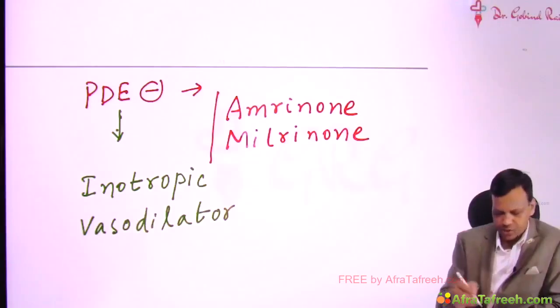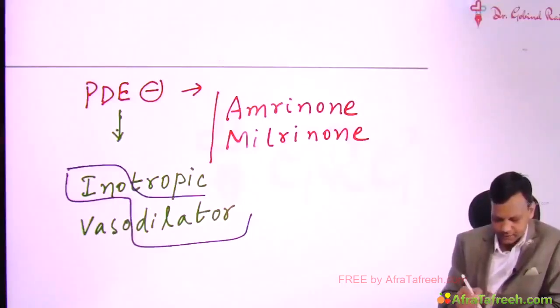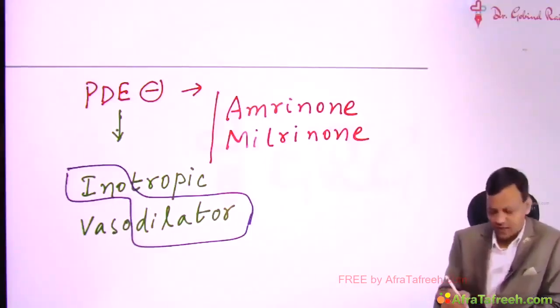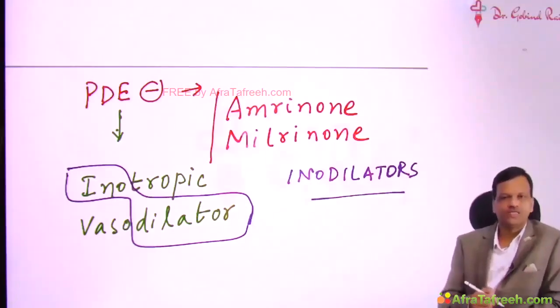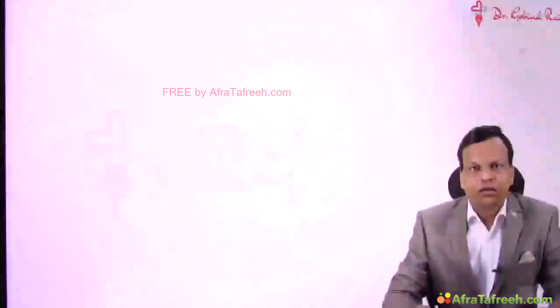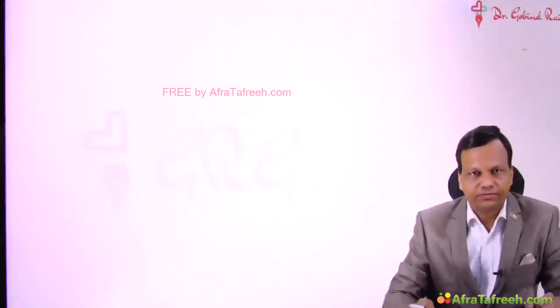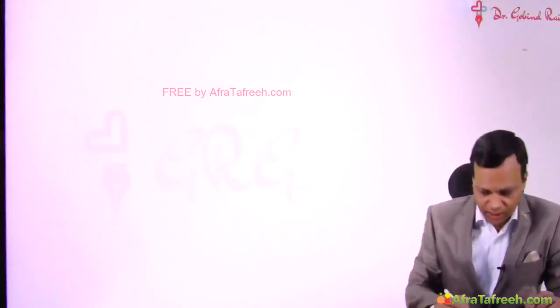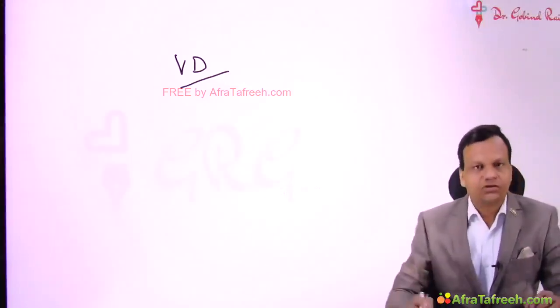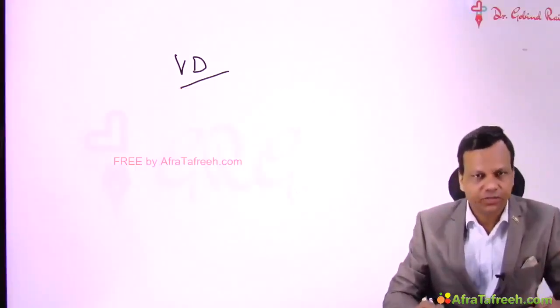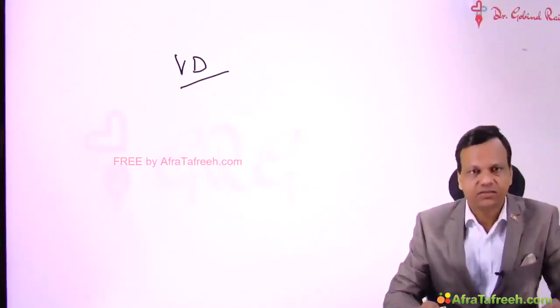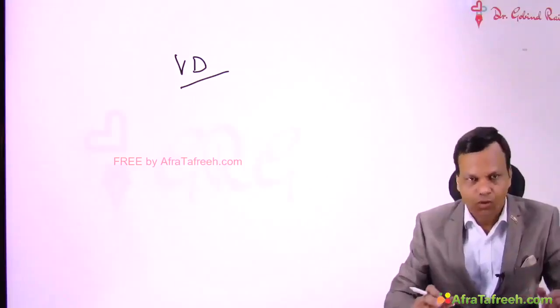So we combine these together. Phosphodiesterase inhibitors are known as inodilators. Phosphodiesterase inhibitor group of drugs are called inodilators. They will produce inotropic as well as vasodilatory effect. In case of right-sided heart failure, the predominant action required is vasodilation. So if they ask which is the inotropic drug of choice for right-sided heart failure, it will be phosphodiesterase inhibitors, or simply inodilators. Okay.